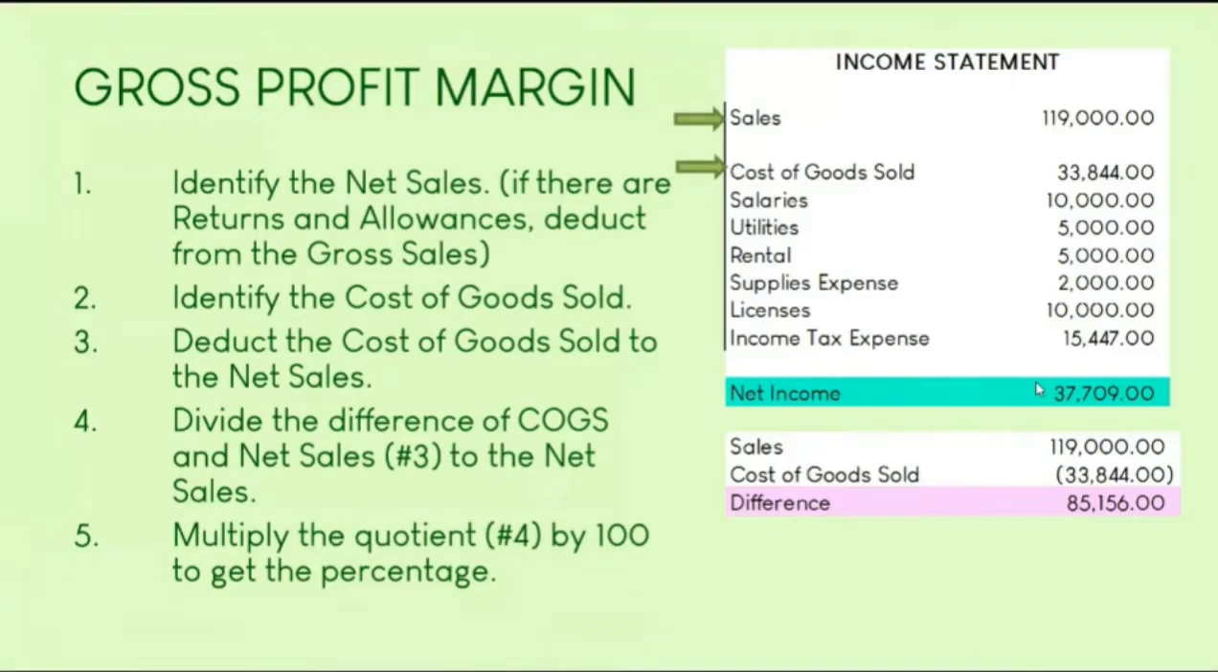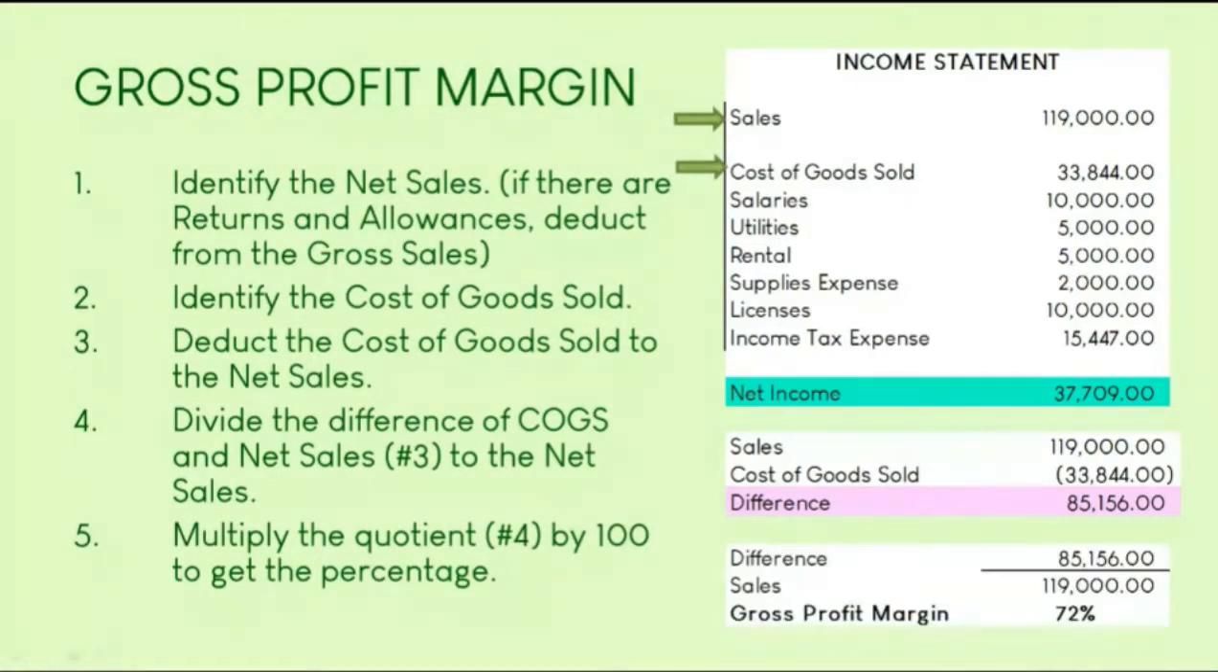So 119,000 minus 33,844. We have 85,156. So that means 85,156 is the value that we have left over for all of our other expenses. So 85,156 is what comprises of salaries up until net income. So from salaries to net income is 85,156. That is the allocation.